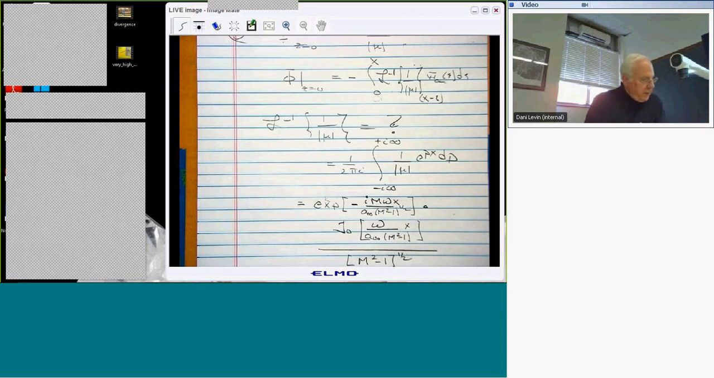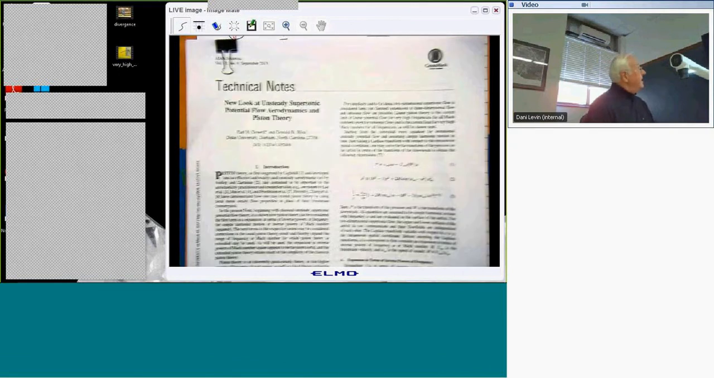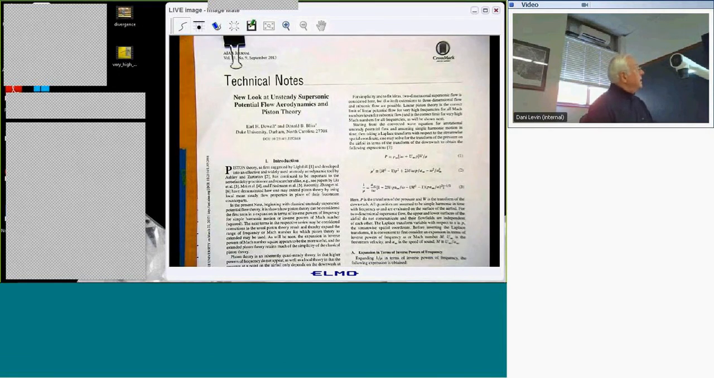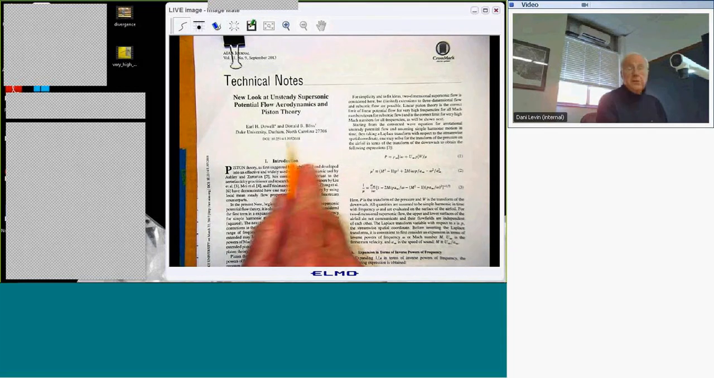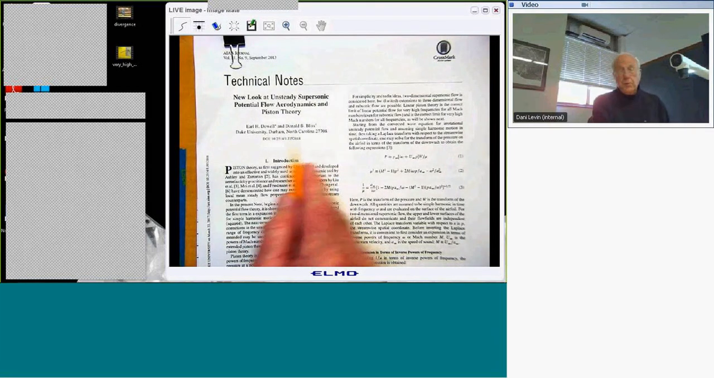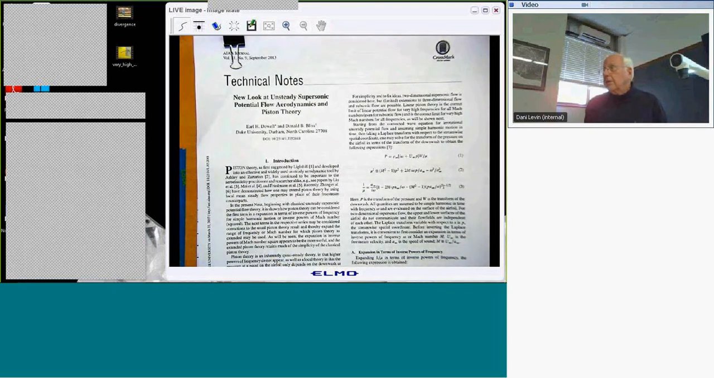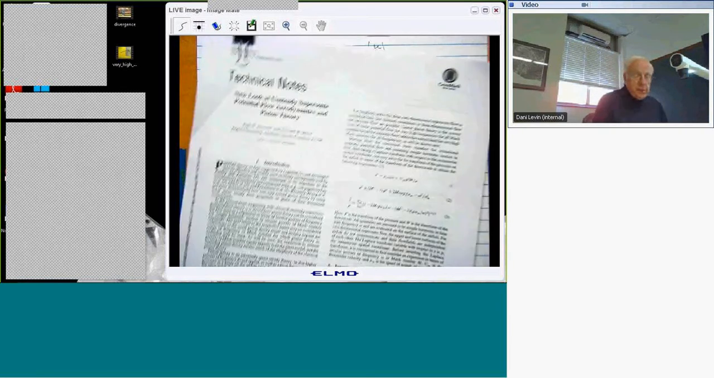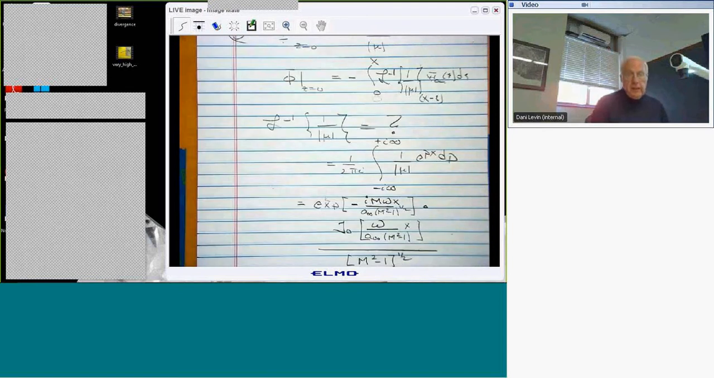In fact, I just happen to have the paper where it was done. This is some work done by some folks here in the Southeast. And at least one of the authors I know is very reliable. And the first one I'm not so sure about, but Professor Bliss does really good work. And so he checked this, and so it's okay. And it turns out you can also get the piston theory limit for large Z.